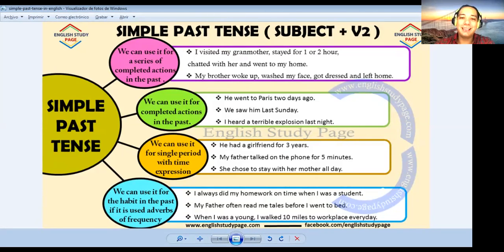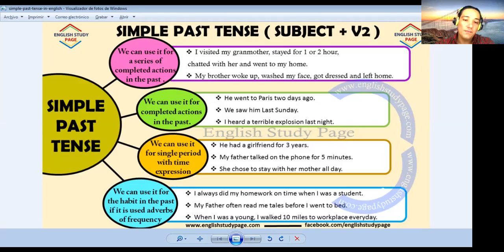La primera era una serie de acciones. La siguiente solamente es una acción. He went to Paris 2 days ago. Se fue a París hace 2 días. We saw him last Sunday. Lo vimos el domingo pasado, ¿no? I heard a terrible explosion last night. Escuché una terrible explosión ayer.